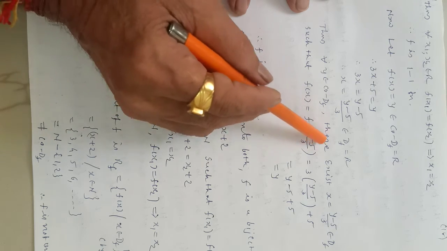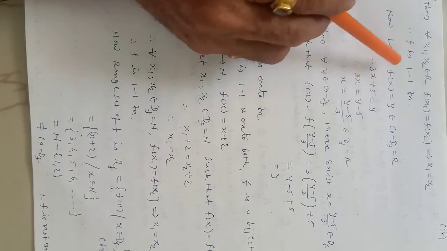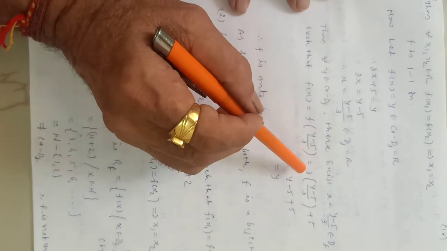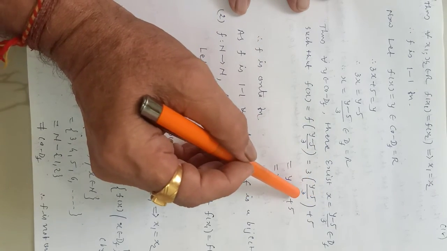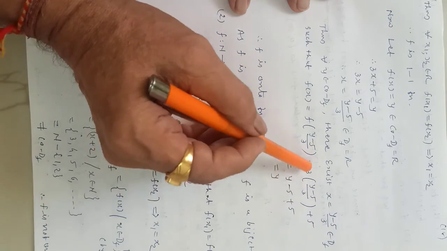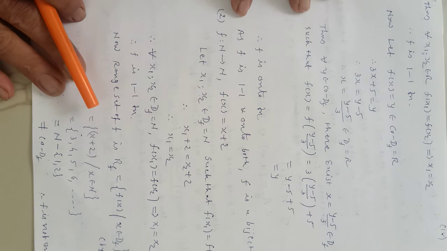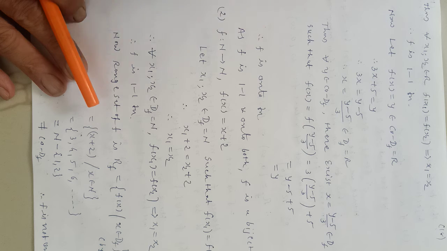Now this is under the function's rule. Your f(x) = 3x + 5 is already given in the data, so we use it and multiply 3 by this number x: 3 times (y - 5)/3, plus 5. I hope it is clear. Now the 3 cancels, y - 5 + 5, again the 5 cancels, and we get y. Do you get it or not? f(x) equals y, definitely. So therefore f is onto. In this manner we have to check whether f is onto or not. And as f is one-one and onto, it is called bijective.